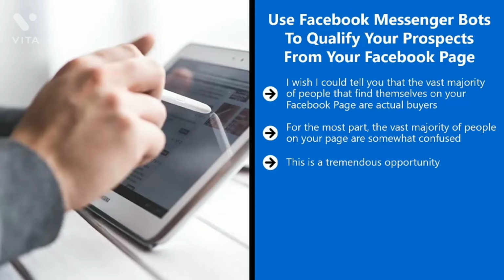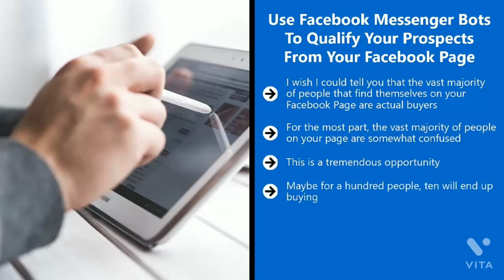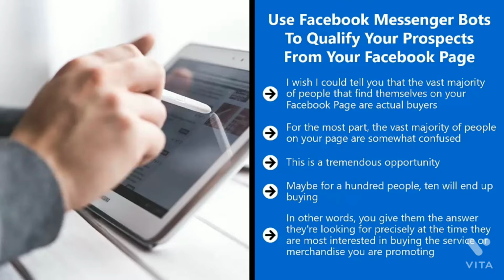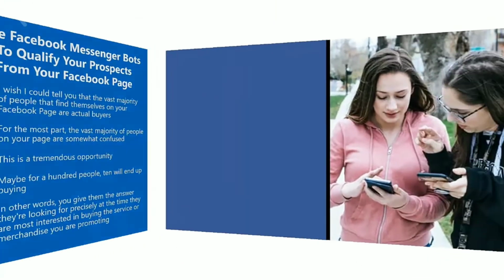There is some filtration process happening. Maybe for 100 people, 10 will end up buying. Still, those are 10 sales you would not have had if you do not have this sales filtration process in place. Using your Facebook Messenger bot to qualify your prospect by answering their questions, creating some sort of decision tree for your responses, and, if they are the right type of person with the right need at the right time, you can close the deal off Facebook Messenger itself. In other words, you give them the answer they're looking for precisely at the time they are most interested in buying the service or merchandise you are promoting.